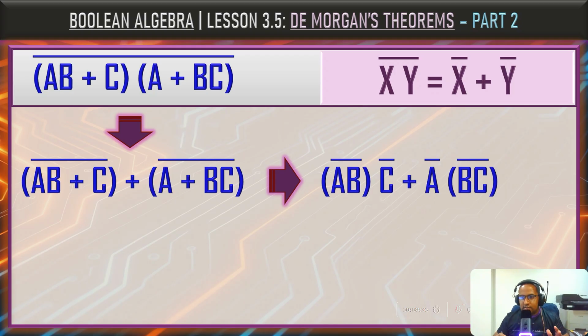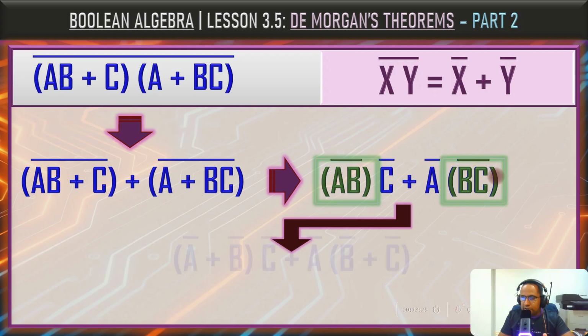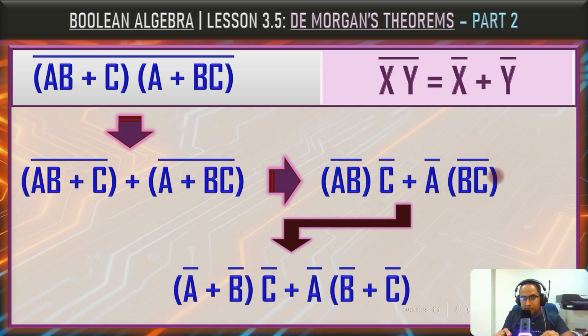Now, the question is, can we still apply De Morgan? Yes, we can, because we still have complements applied to expressions with more than one variables, here and here. So we apply De Morgan again to these terms, move the bar inside and switch the operation. And this leads us to the final expression. So remember, always check the structure before applying De Morgan.